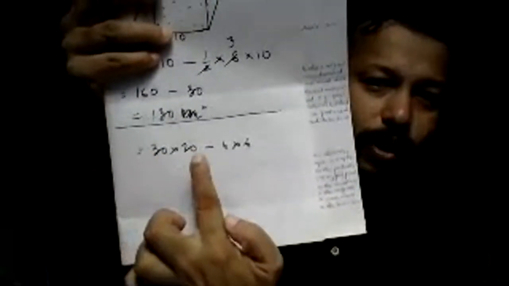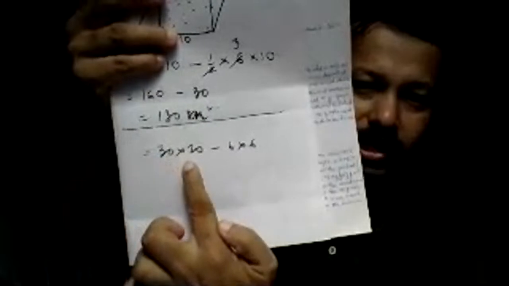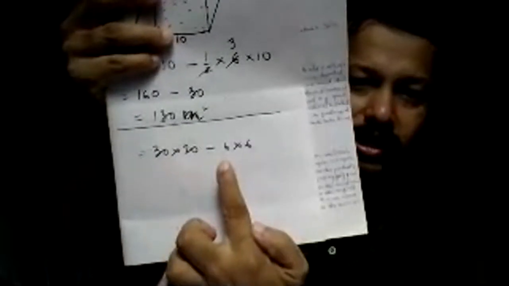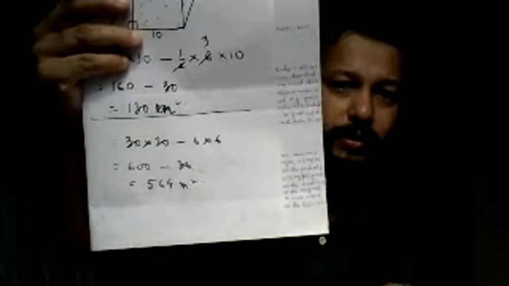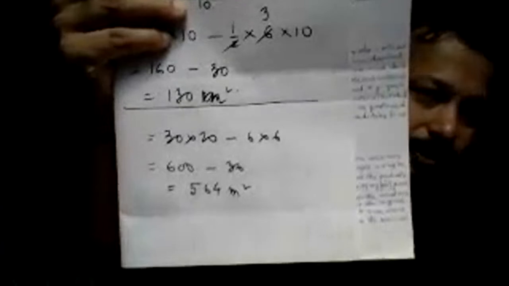So first of all, we have written base into height of the parallelogram minus area of the square, side into side. This is the way. I hope you understood this. Now solve it. 600 minus 36, that is 564 meter square. This is the sum. Try to understand.